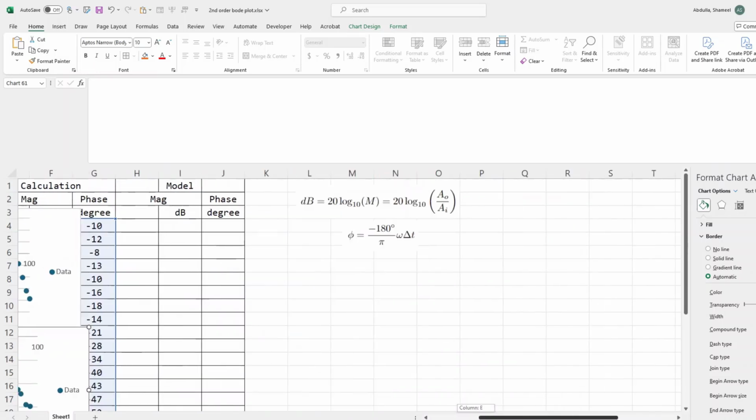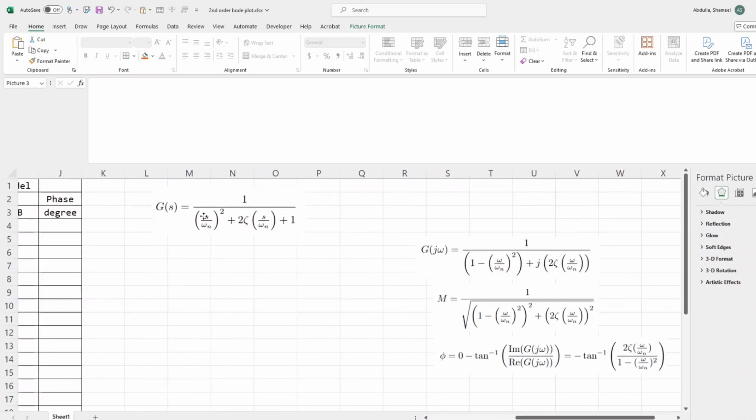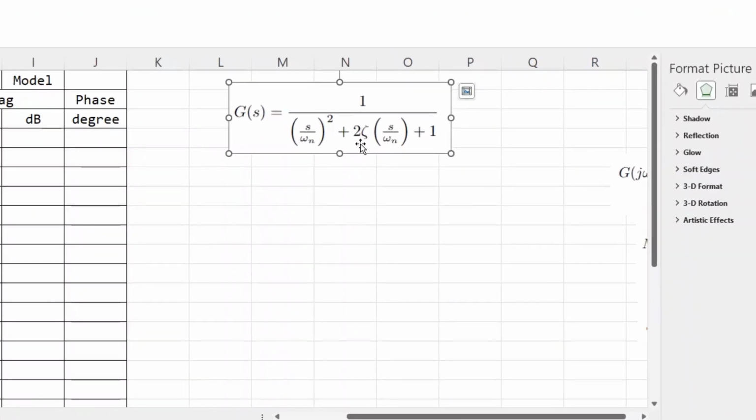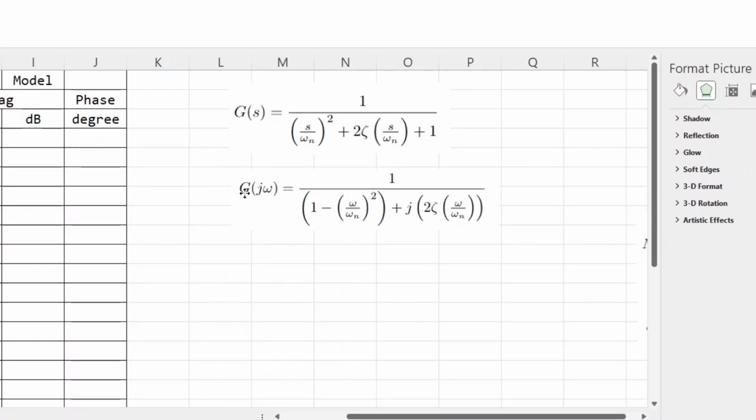Okay, so this would be the standard form of the second order system. There are two parameters that you have to know to make the model. You need to know the natural frequency of the system, omega n, and the damping ratio, zeta. This is the transfer function of the system. In order to draw the Bode plots, you have to have this as a function of frequency, omega. So you can change s to j omega, and then you have this one.